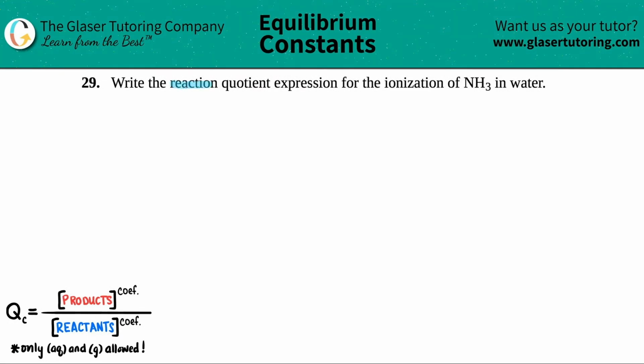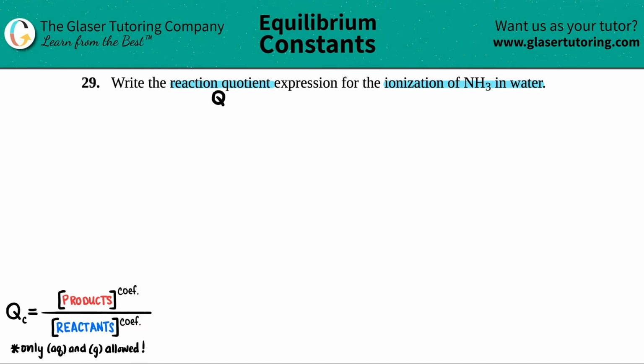29, write the reaction quotient expression for the ionization of NH3 in water. Okay, so we've done tons of work dealing with reaction quotients, right? That's the Q value. So in here, I just dropped down what the Q value is. It's just basically concentration of products divided by concentration of reactants, and only aqueous and gases are allowed.